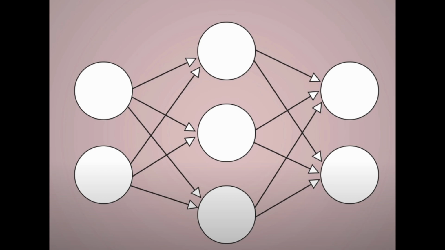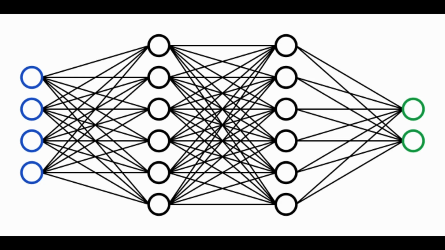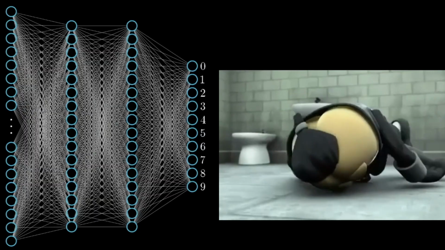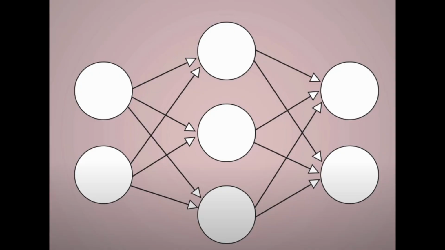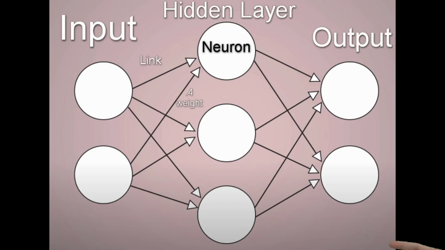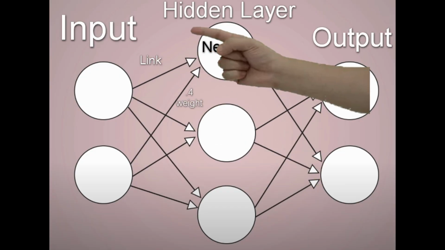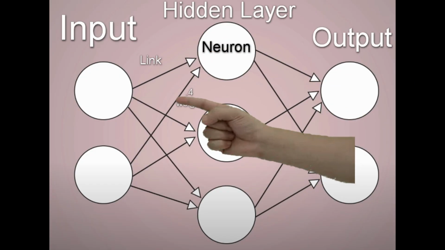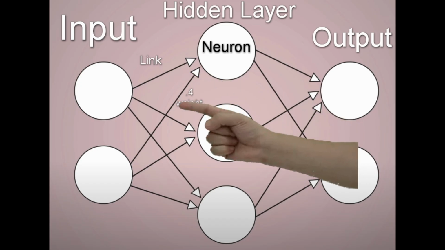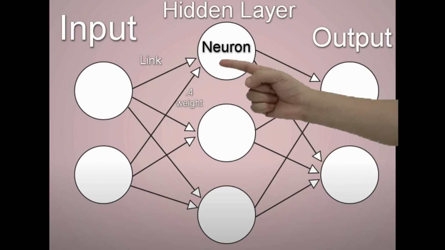Most of them look like this. They can also look like this. But if you really want to, they could also look like this. But for simplicity's sake, we're gonna use this one as it's the simplest one. Now let's go over some of the terminology. That's an input layer, that's the hidden layer, that's the output layer, that is the link, and every link has a weight that is going to a neuron.